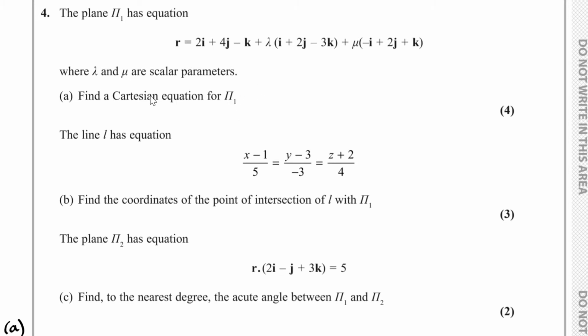So for us to find a Cartesian equation, we need to recognize that a Cartesian equation will be of the form R dot product with n equals d. And recognizing that R is equal to the column vector x, y, z, we need to find the normal vector n, and we also need to find this value d.